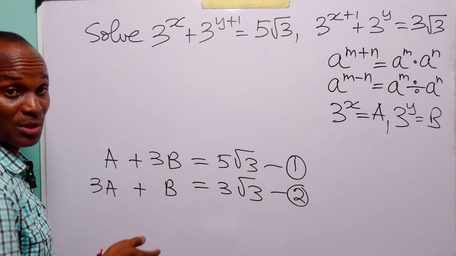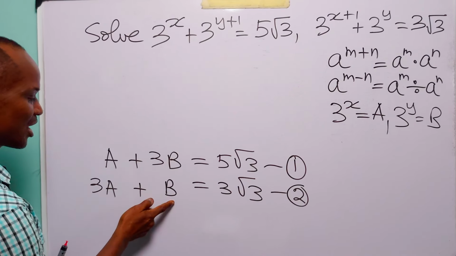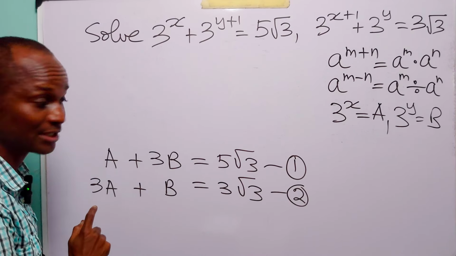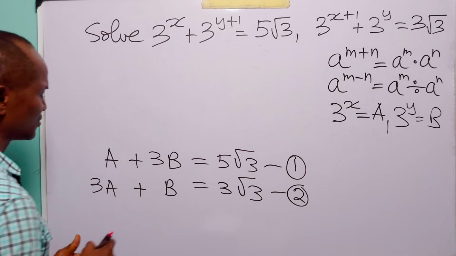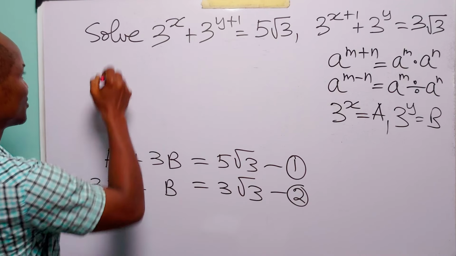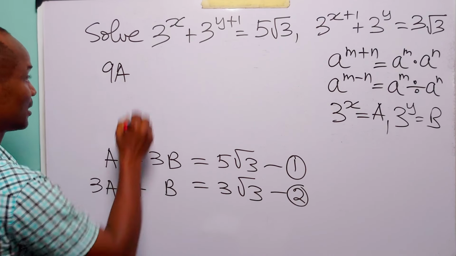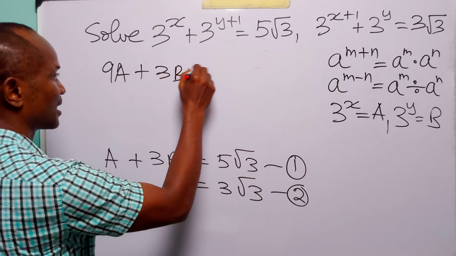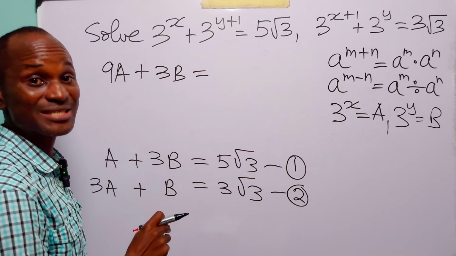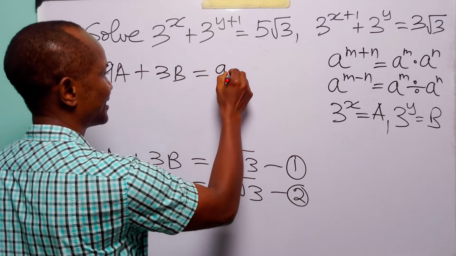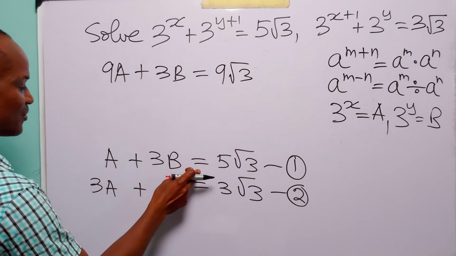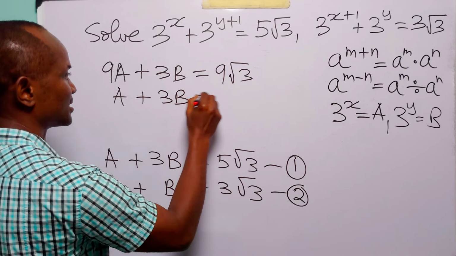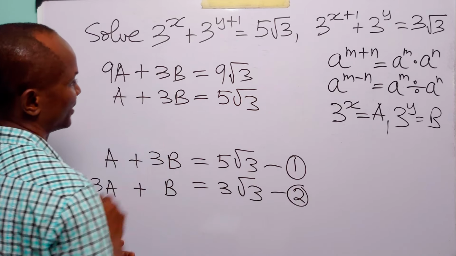Now, to solve these two equations, we are going to start by eliminating b. And of course, you know that to do this, we will multiply through this whole second equation by 3. So when we do that, we have 3 times 3a is going to give us 9a plus 3 times b is going to give us 3b. And this is equal to 3 times 3 root 3, which gives us 9 root 3. And then we have the first equation. This is a plus 3b is equal to 5 root 3.